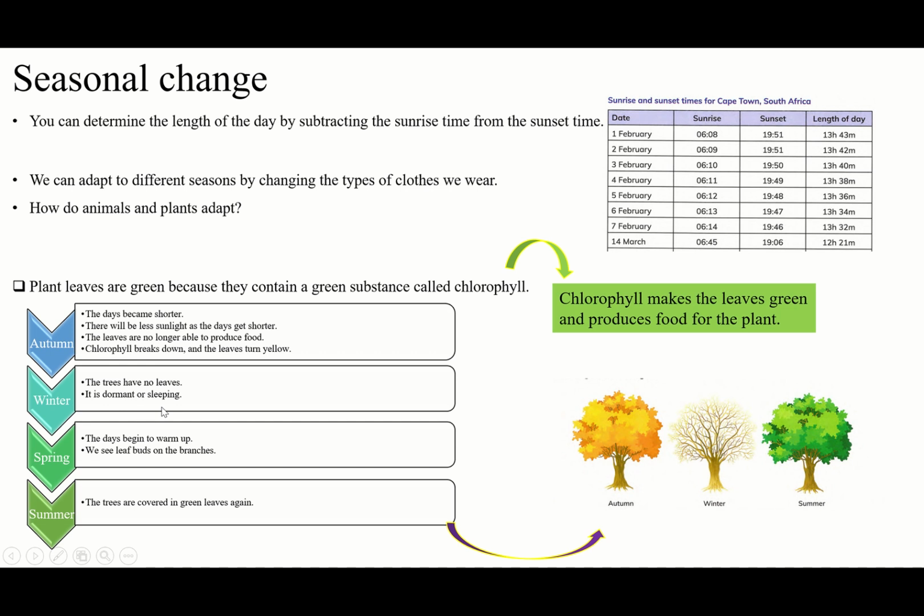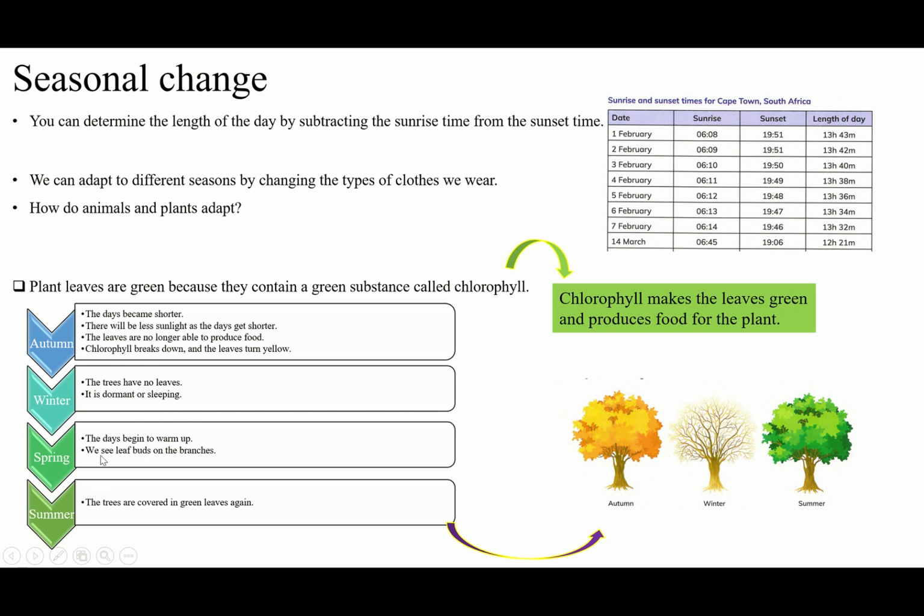We know during winter it's too cold, so the plants and the animals have to sleep for a long time, or we can say taking a rest, or we can say adapting to the cold environment to survive. These two points are very important. Chlorophyll breaks down in autumn, the leaves turn yellow and they fall off continuously. They are dying. In winter, the trees have no leaves.